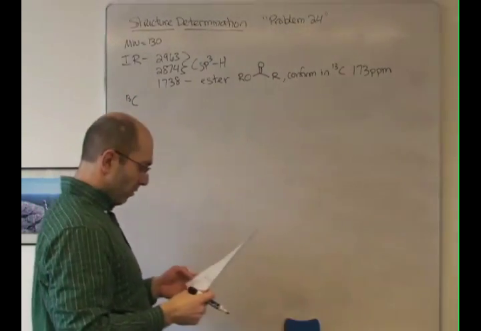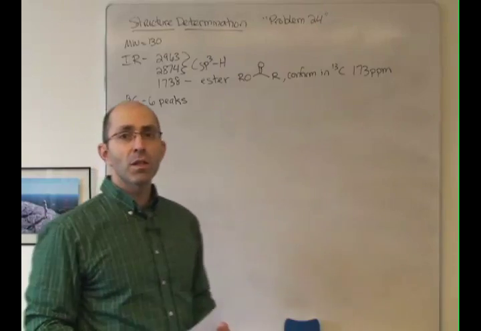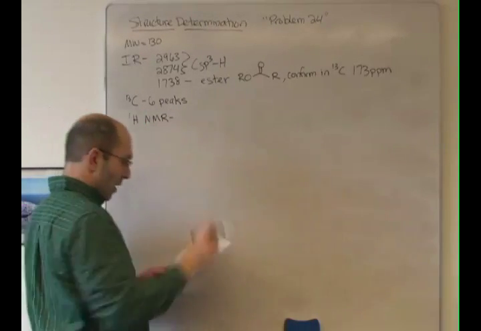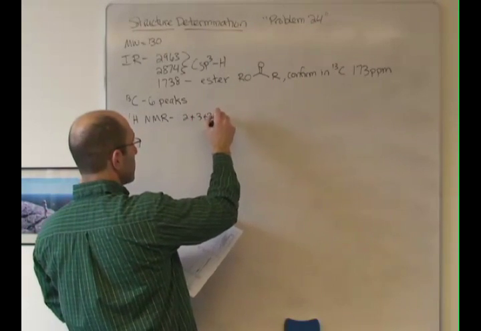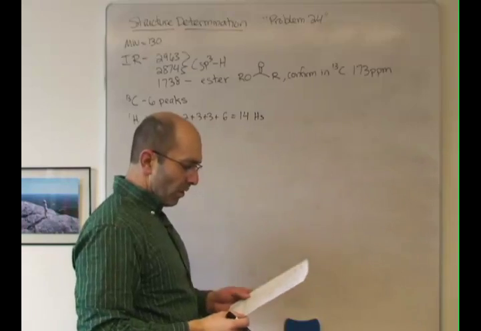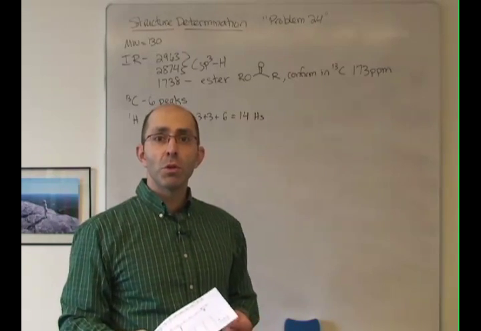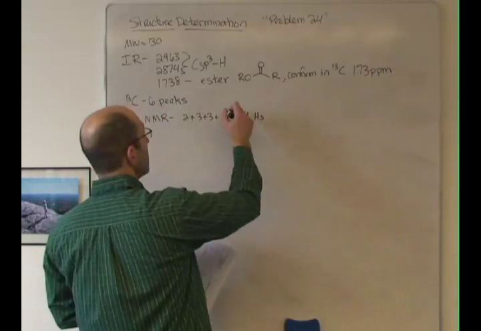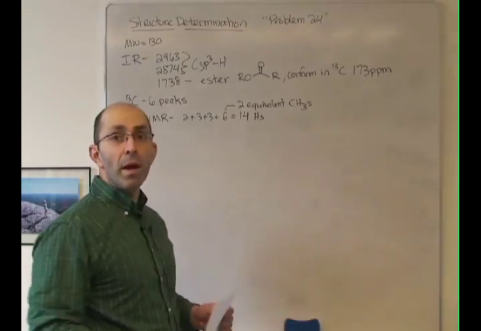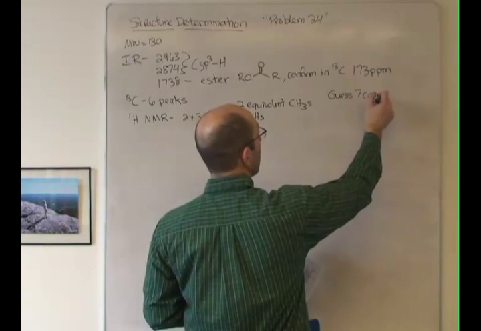So let's look at a couple of other pieces of information. In the carbon-13, we have 1, 2, 3, 4, 5, 6 peaks. So we have at least 6 carbons. We might have more if there's some symmetry. If we look at the proton NMR, if we add up the integration, we have 2 plus 3 plus 3 plus 6. So that gives us 14 H's. The other interesting thing is that we see there's 1 peak that integrates to 6, so that must be 2 CH3s there. That tells me that we should have 2 equivalent carbons. So that would lead me to believe that we would have 7 carbons because we have 6 peaks, 2 are equivalent. So I would guess that we have 7 carbons.